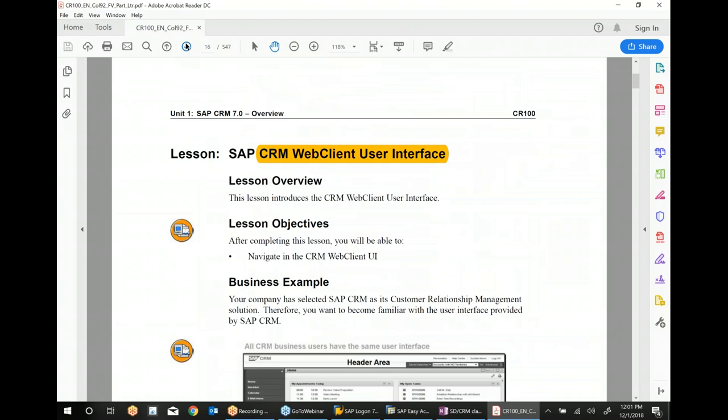Now we go to the next topic, and that next topic talks about the SAP CRM web client user interface. I would like you guys to make a note of that term which you see on your screen. It's called the SAP CRM web client user interface. Make a note of that.